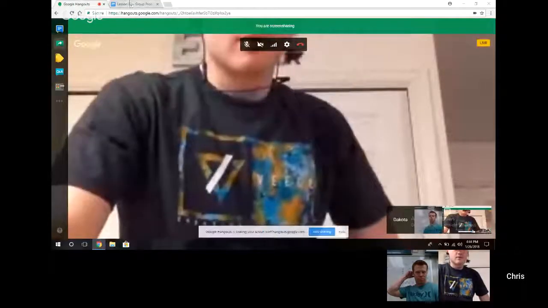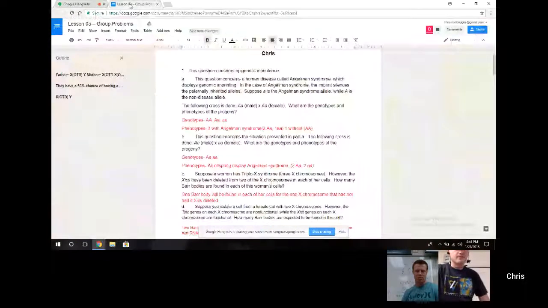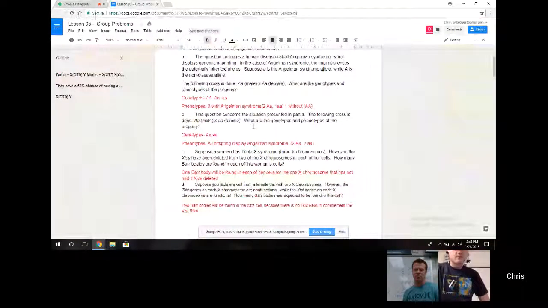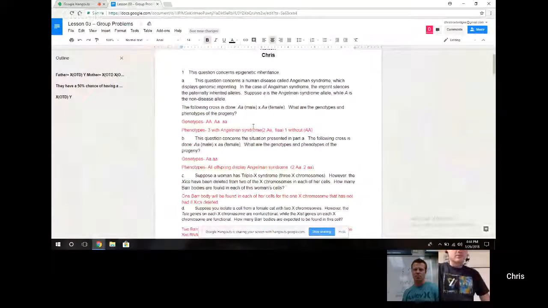All right. So question one here concerns epigenetic inheritance. It talks right here about the Engelmann syndrome and genetic imprinting. So we'll get down here to this one. The following cross is done. Female, what are the genotypes and phenotypes of the progeny?